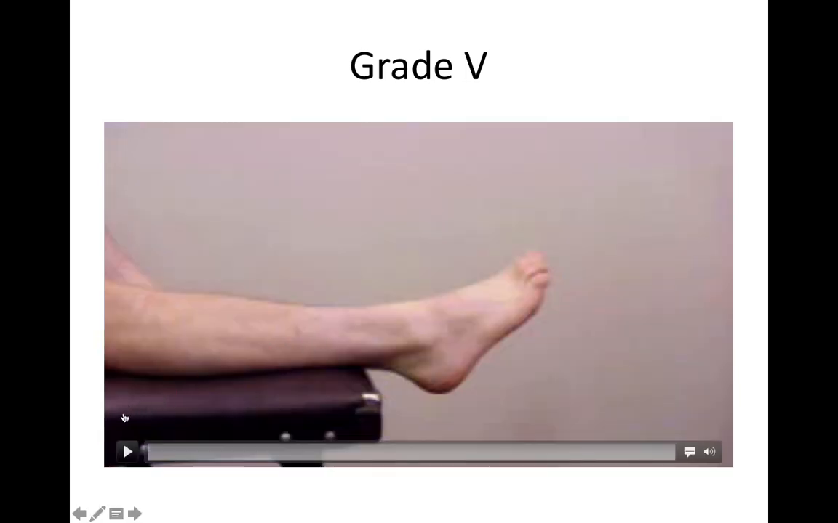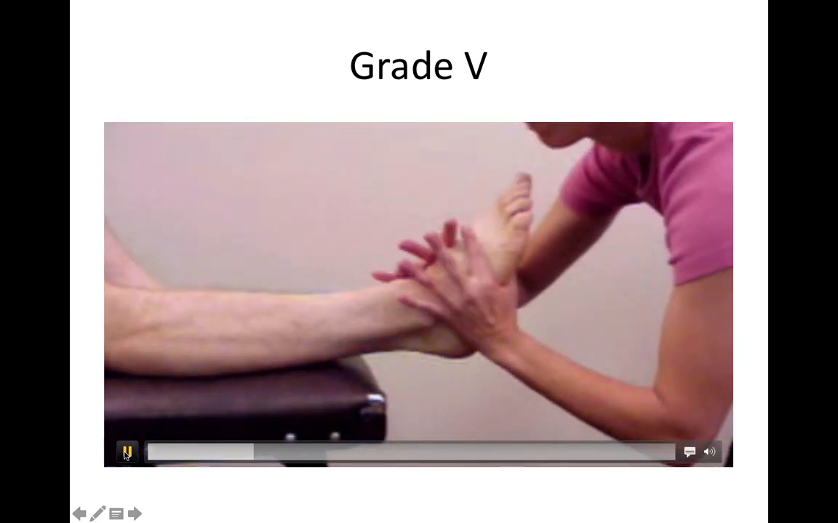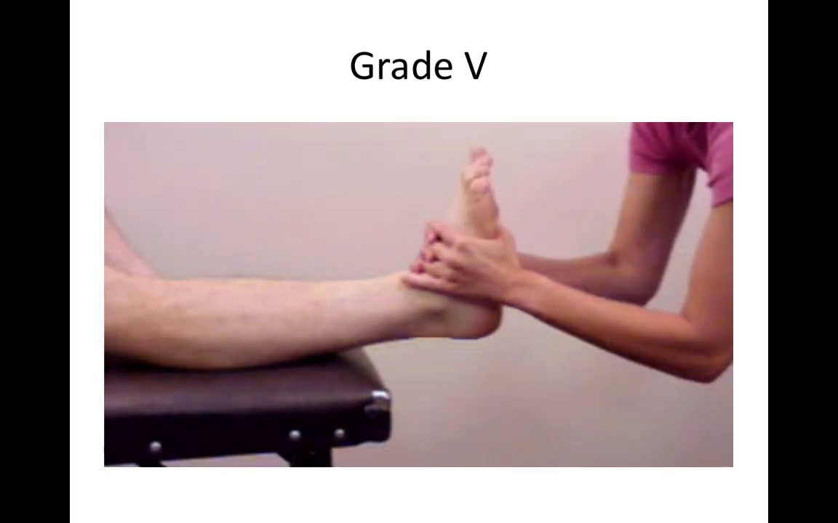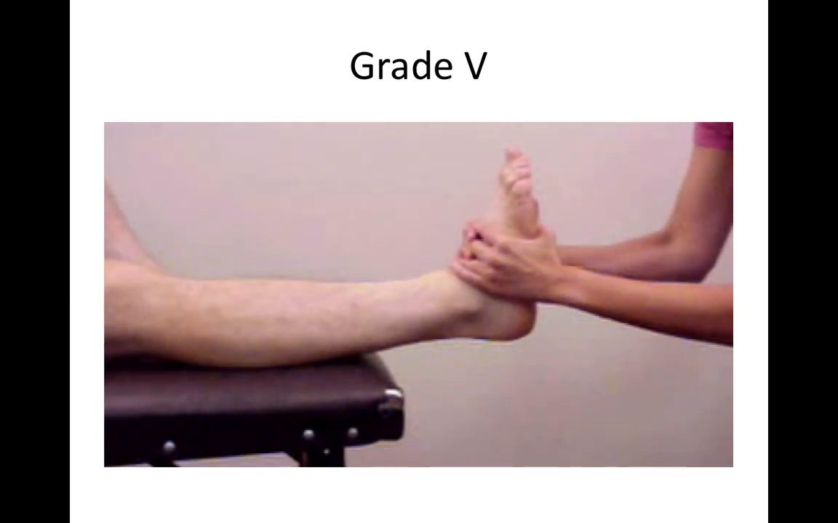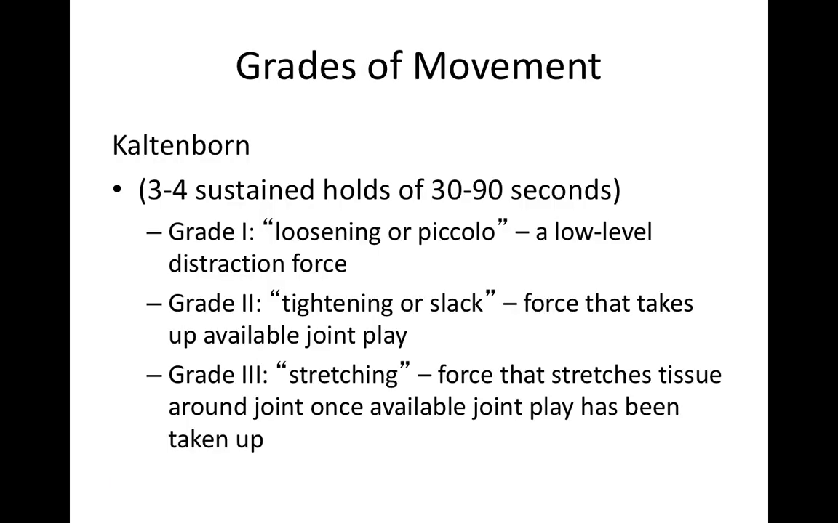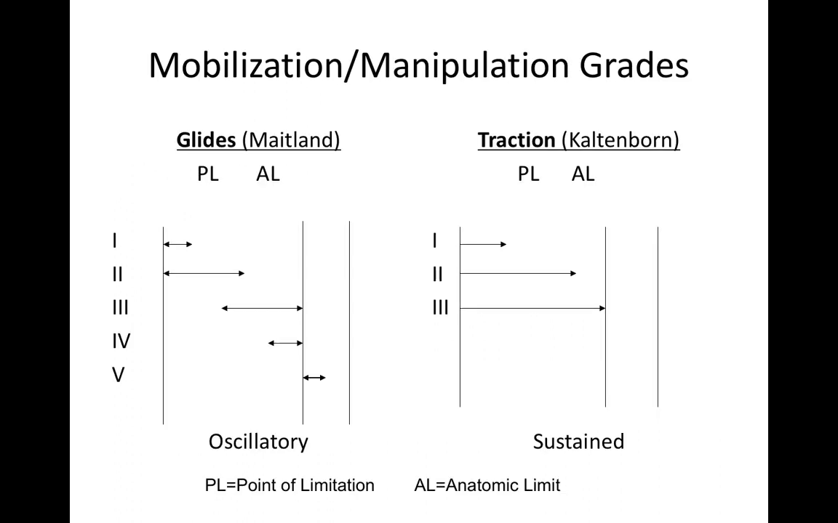Here's an example of a high velocity technique at the talocrural joint. Again, high velocity but very low amplitude technique. So when we're talking about grades of movement, Kaltenborn describes this as 3 to 4 sustained holds of 30 to 90 seconds. But we may also see this described as more of an oscillatory movement, which is how Maitland would describe these.